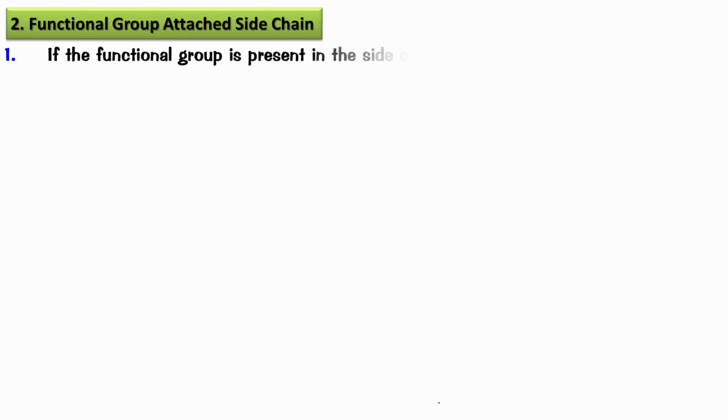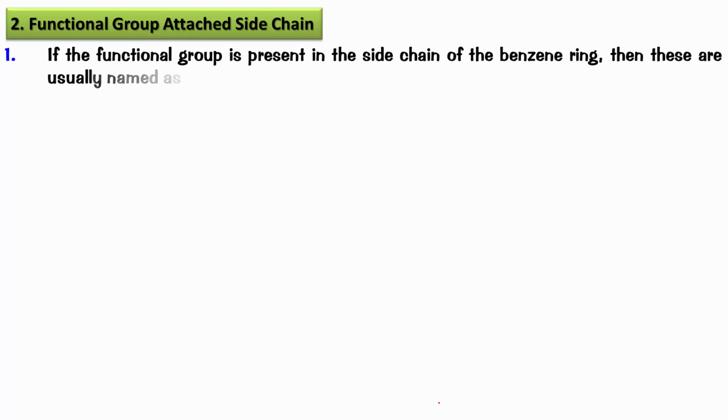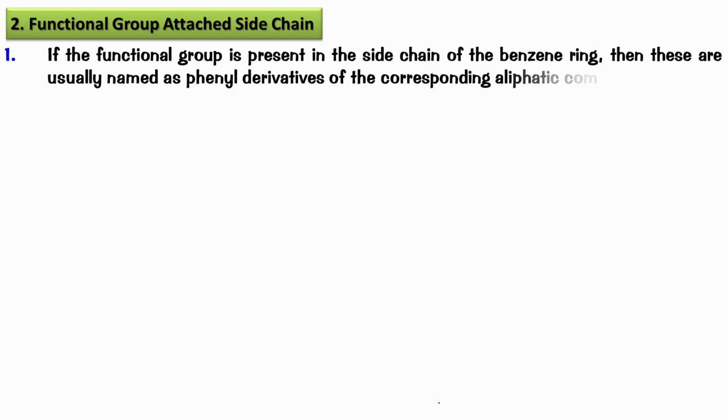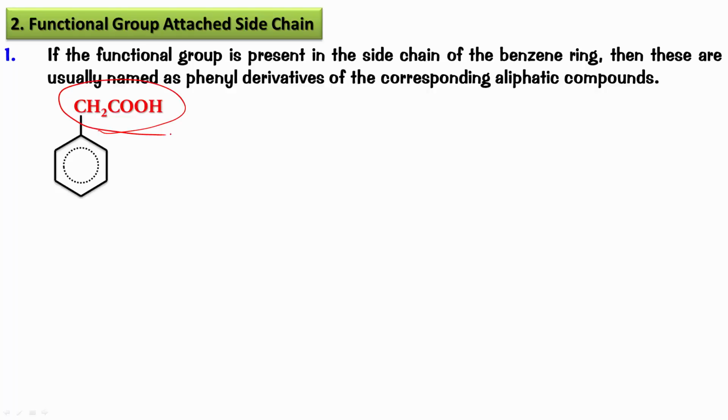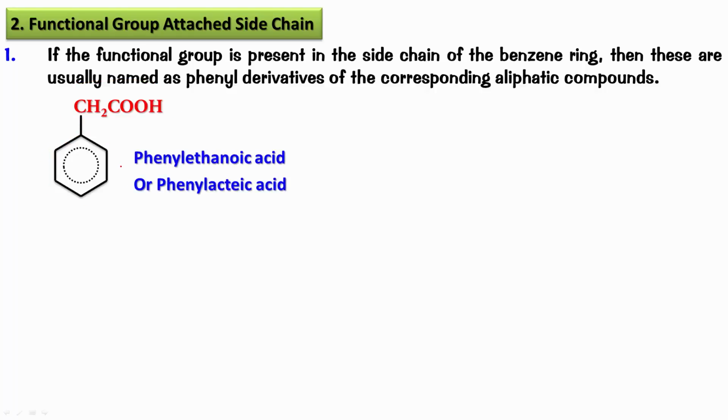If the functional group is present in the side chain of the benzene ring, then these are usually named as phenyl derivatives of the corresponding aliphatic compounds. Alright, so what would you name this one? Can you see it's acetic acid? And it also has a phenyl group here. So it's phenyl acetic acid, or phenyl ethanoic acid to be more precise.